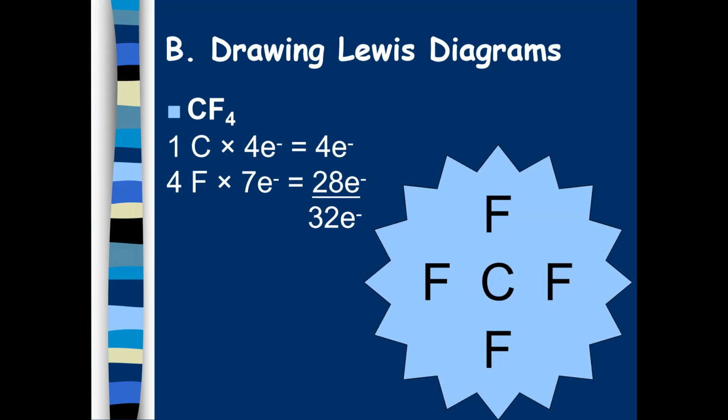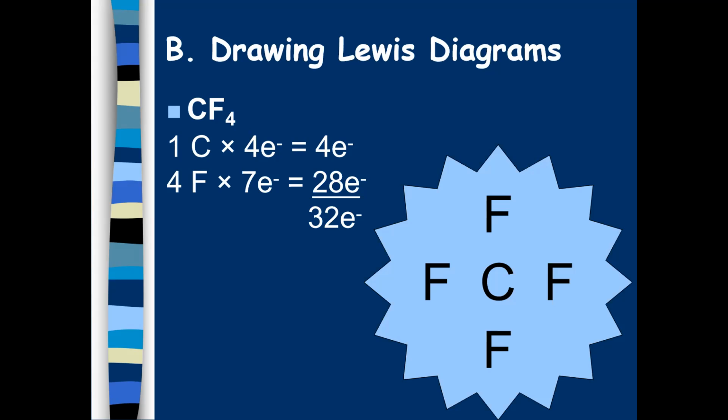Step 2 is to arrange them so that the central atom is in the middle. We said it would be the singular atom, or the one there's only one of, that would be carbon. And it's also the least electronegative of the two, because fluorine, remember, is the most electronegative element in the periodic table. So next step, 3, we need to make bonds.